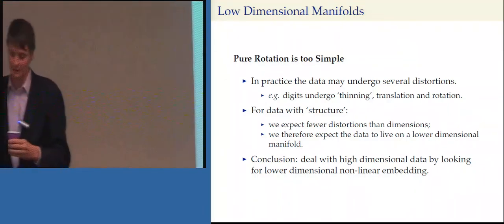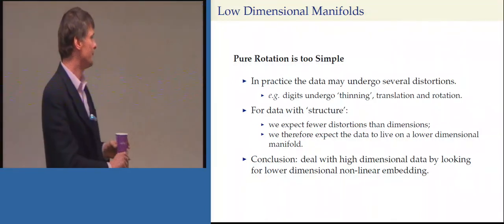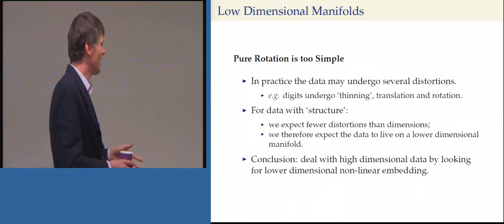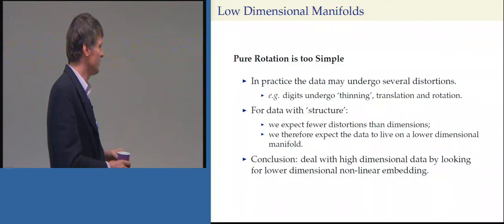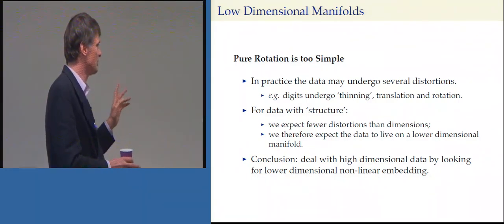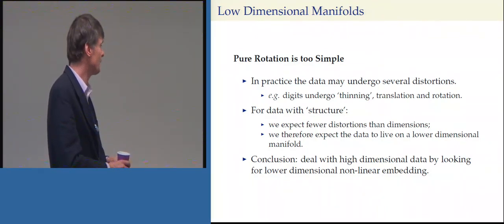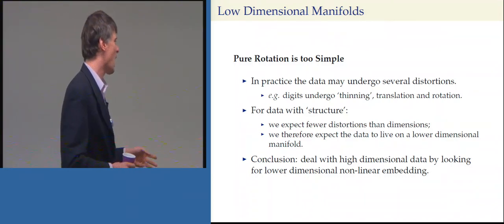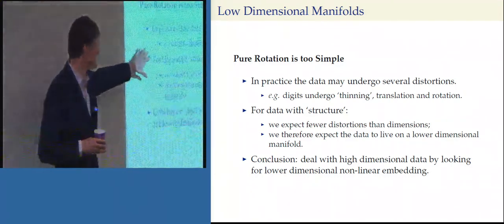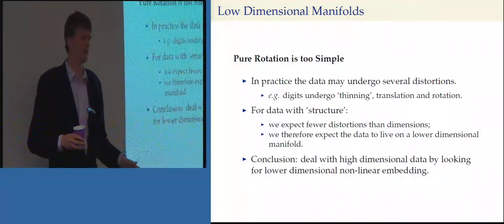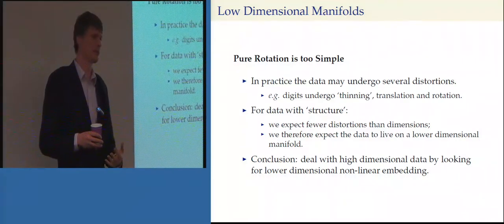But the argument is very often that, and I always say, if this isn't true, I think the data's almost uninteresting. For any data with what I'd loosely term structure, we expect fewer distortions than dimensions. So we expect the data to live on a lower dimensional manifold. I would even argue if this isn't the case, then someone's just given you, and you're trying to model this data, someone's tricked you, they're giving you noise.